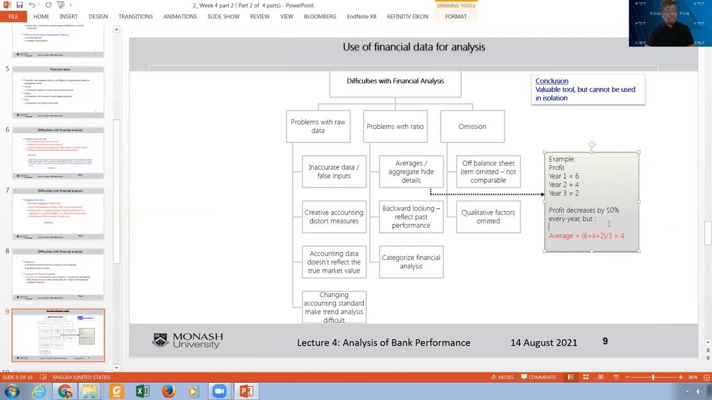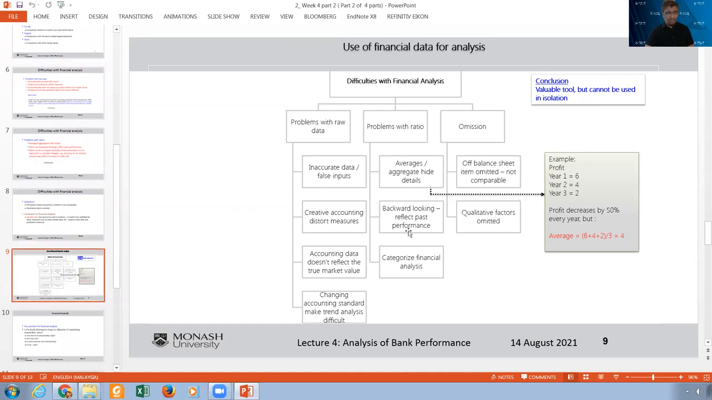But when you look at it in a deeper way, you can say I have dropped for the last 2 years by around 50%. So there is a drop. Profit decreases by 50% every year. So 6 drops to 4, and 4 drops to 2. This huge drop tells you, when you tell me the average is 4, I know the average next year will maybe be 50% of that. So there is a huge drop, and there is a big problem in that. So this is when we talk about the averaging.